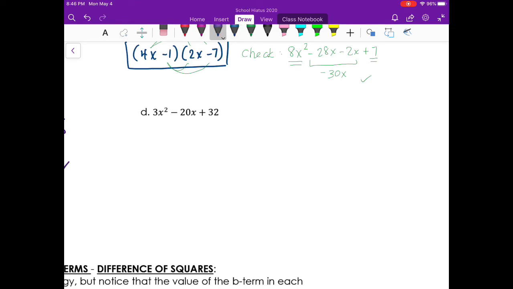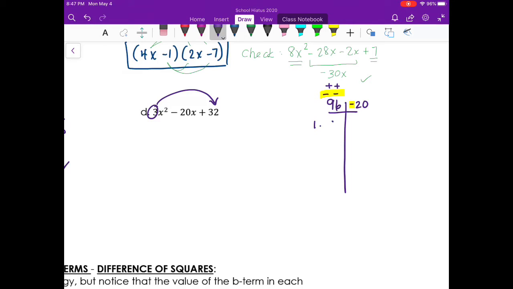So for example, D, same thing. We're going to look for a GCF, but there's no common factor for these three terms, so then we'll slide and divide. 3 times 32 is 96. So we're looking for two factors of 96 that add up to negative 20. So we have a positive product, so we're going to have the same sign for both, so either two positives or two negatives. And then since the sum number is negative, I know they're both going to be negative.